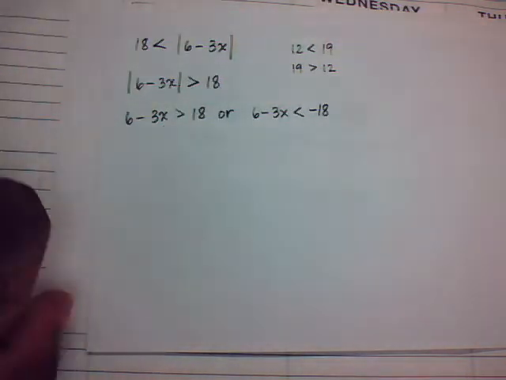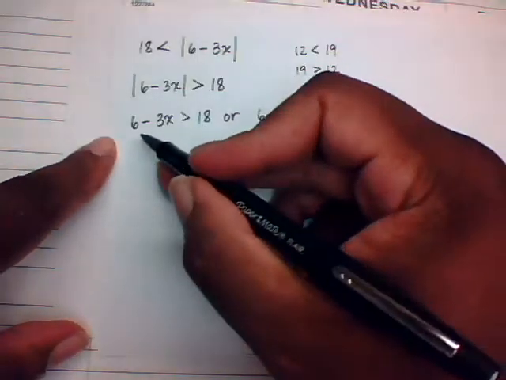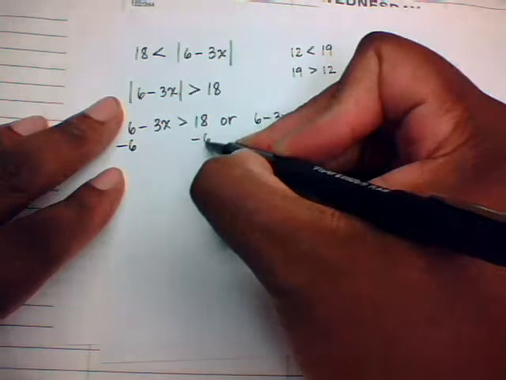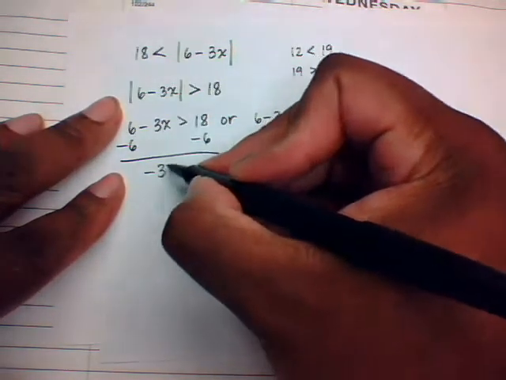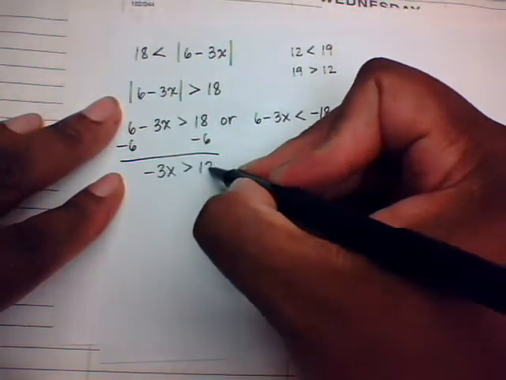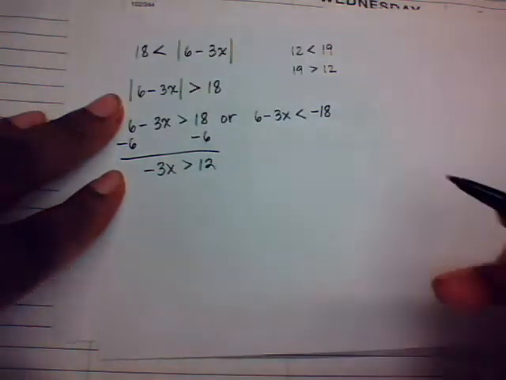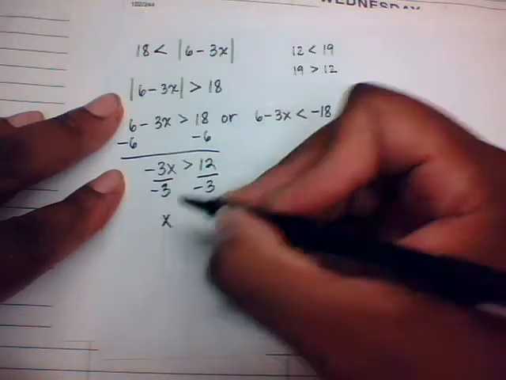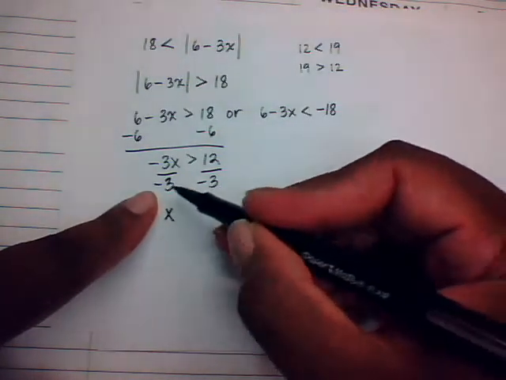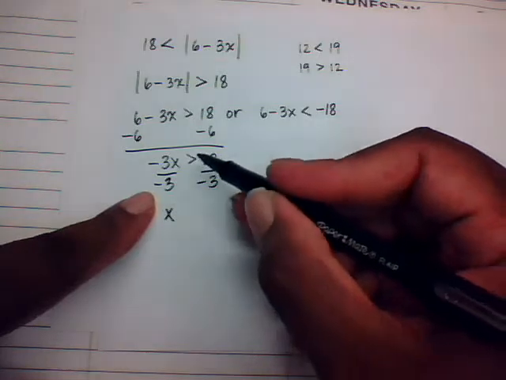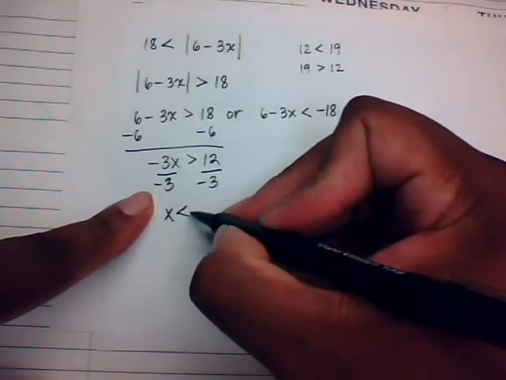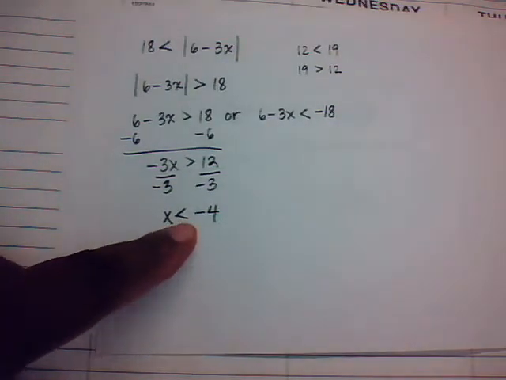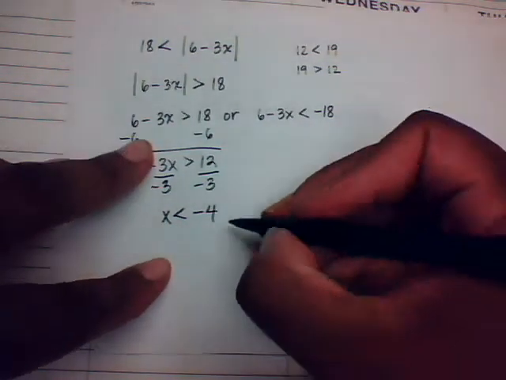Now for each inequality, I'm going to get the x by itself. So for 6 minus 3x is greater than 18, if I subtract 6 on both sides, I'm going to have negative 3x is greater than 12. And then divide both sides by negative 3. Now what's going to happen is I'm dividing both sides of this inequality by a negative number. This changes from greater than to less than. And this will be negative 4. So I'll have x is less than negative 4.